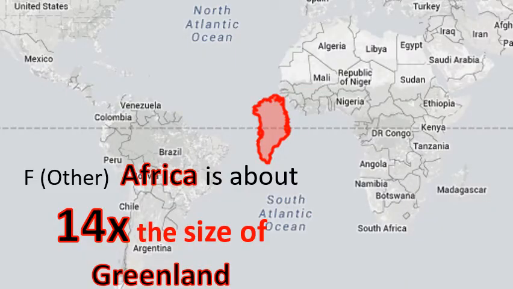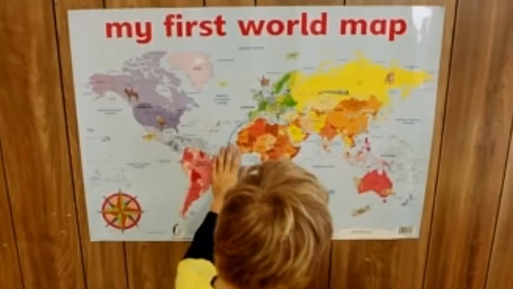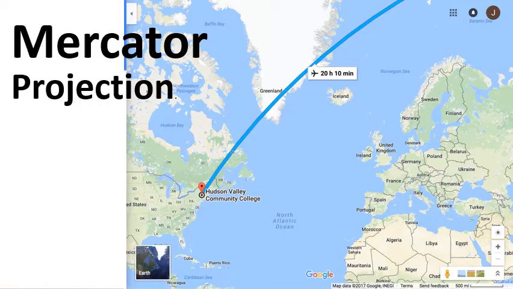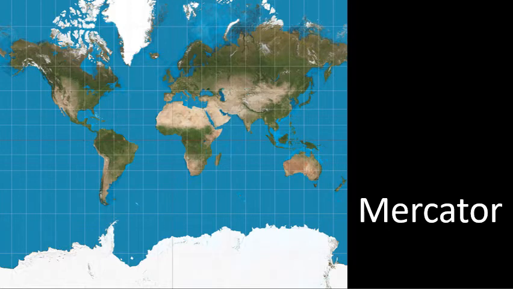Actually, the continent of Africa is 14 times larger than Greenland. So why do most people get that wrong? Why do most people think that the two are about the same? The map that most of us have seen the most is the Mercator projection. In the Mercator projection, while directions are accurate, the size of objects near the poles is exaggerated, is larger than it is on the actual globe.